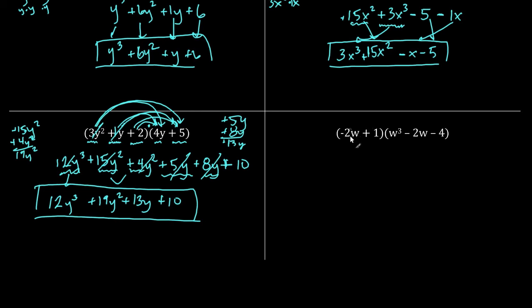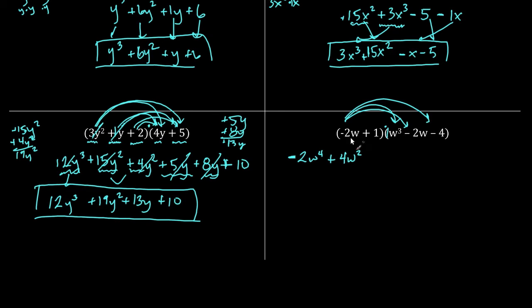Let's try it. So we have 2 terms times 3 terms. So I'm going to just show the arrow. A negative times a positive is a negative. 2 times 1 is 2. W times w to the third is w to the 4th. W times W times W times W is W to the 4th power. So a negative times a negative is a positive. 2 times 2 is 4. W times W is W to the 2nd power.